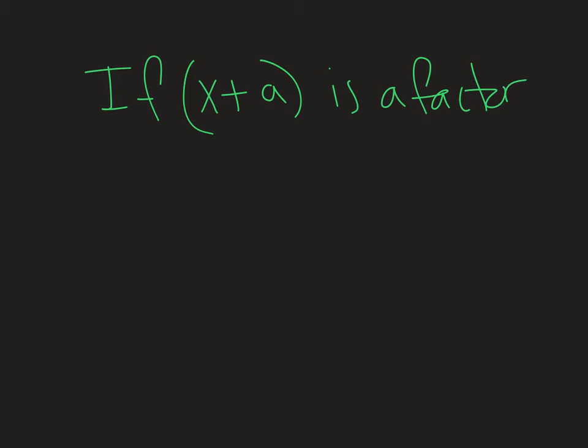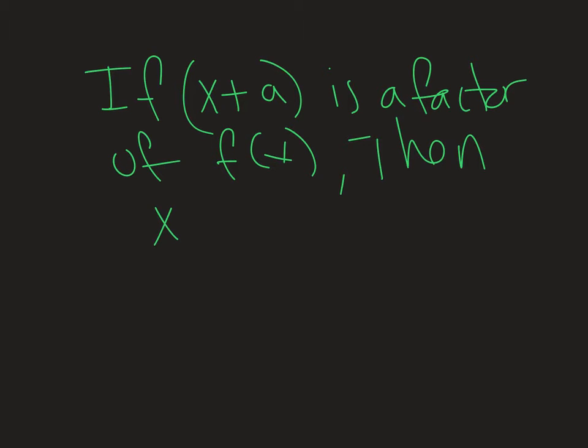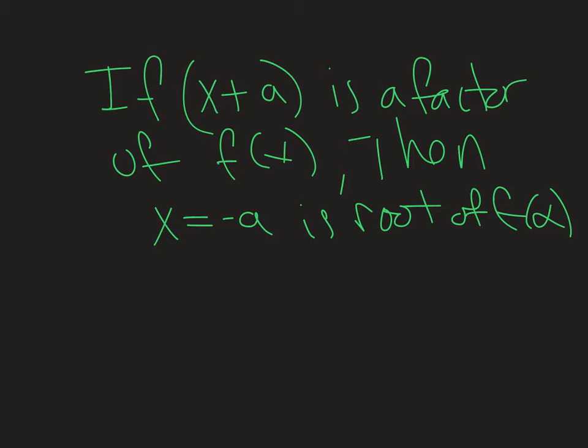So the idea is if x plus a is a factor of f of x, then x equal to negative a is a root, or an x-intercept, or a zero of f of x. And that might seem a little strange at first, but it all ties back to the idea of the zero product rule, and we see it all the time with quadratics.